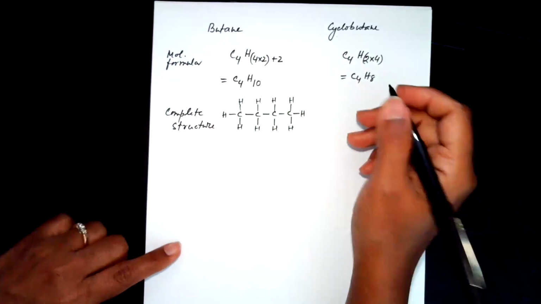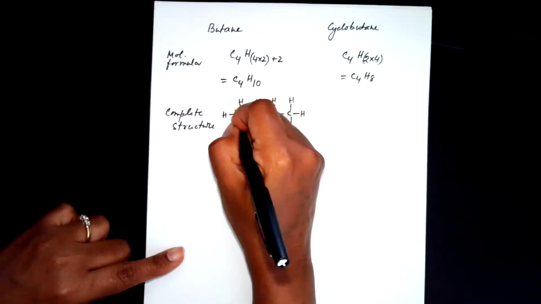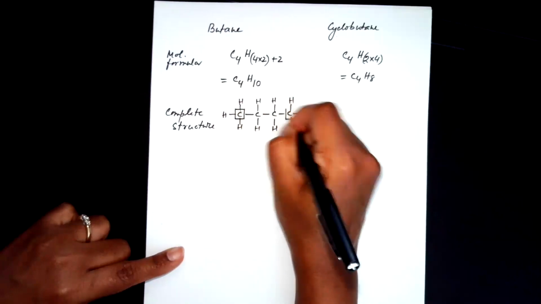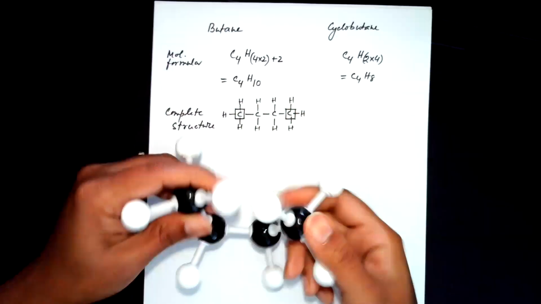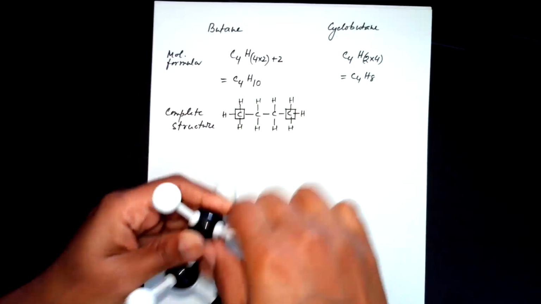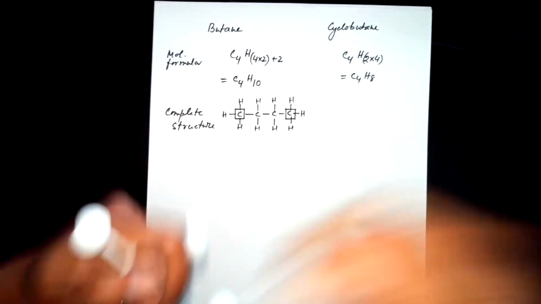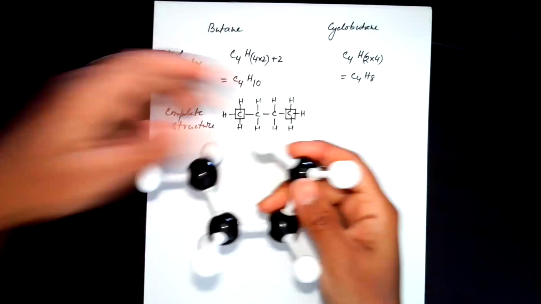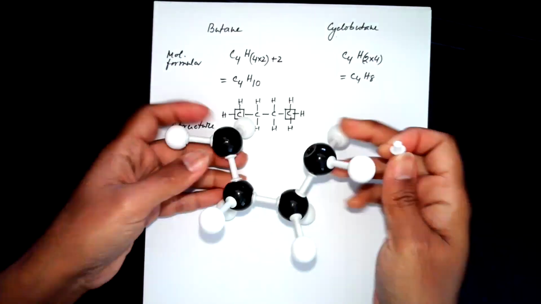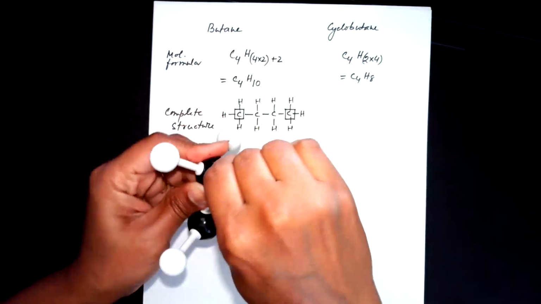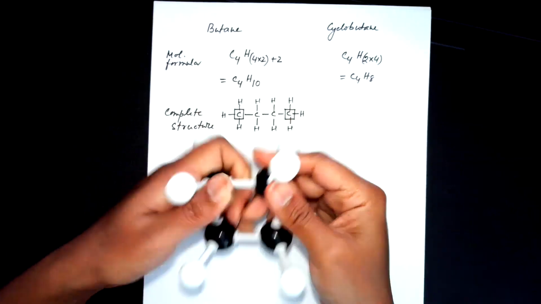Now, if I were to draw the complete structure of a cyclobutane, I would have to join the first carbon and the last carbon together. Again, the same thing that we did before. I have a cyclobutane. I am going to remove 1 hydrogen from the first carbon, and I would be removing another hydrogen from the last carbon, and that's how I would make space between these 2 carbons to form a bond. So I made these 2 carbons, and there is my bond.